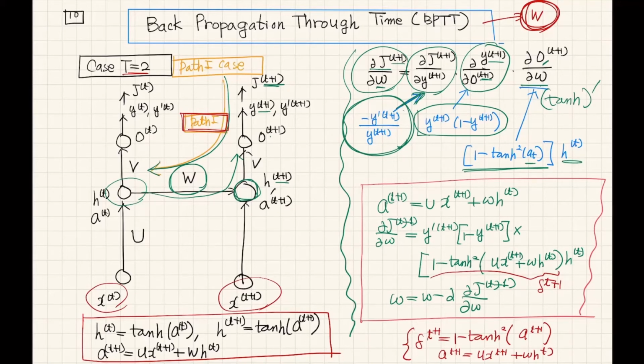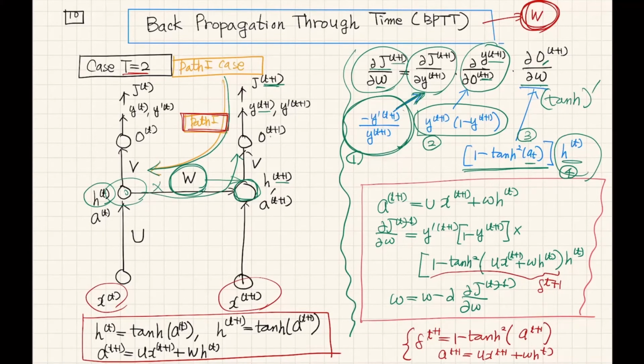So in this case of path 1, we have 4 terms. Number 1 is the derivative of the cost function. Number 2 is the derivative of the softmax function. Number 3 is the derivative of the tangent hyperbolic function. Number 4 is the relationship that the previous hidden layer ht multiplied by W is the input of the tangent hyperbolic function. Because of that, the derivative of this input will be ht. So we're going to have 4 terms.